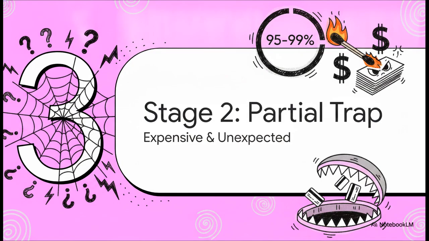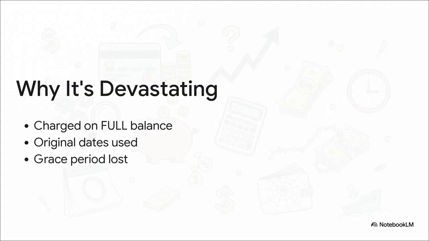Section 3. Stage 2, the partial trap. It's incredibly expensive and completely unexpected. This is the accidental trap, where well-meaning people pay 95, maybe even 99% of their bill and just get completely burned. So, the really crucial thing to understand here is that paying mostly everything still triggers 3 devastating mathematical rules that instantly wipe out your grace period.